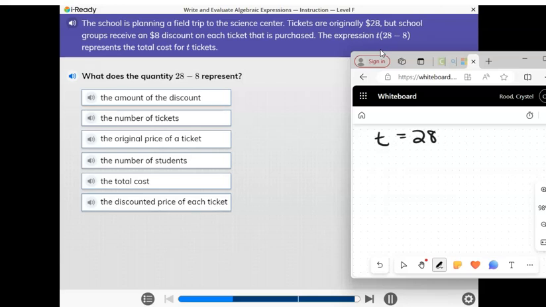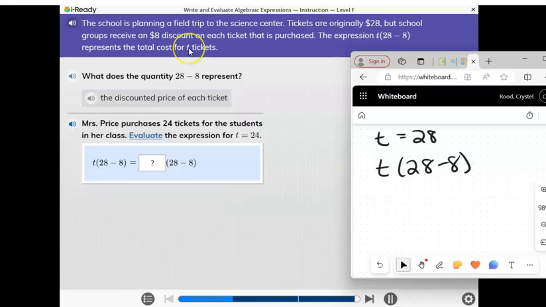The school gets a discount though. So they get a discount of $8. So then you're given an expression, T times 28 minus 8. So here's our expression, T times 28 minus 8, because it just told us we have a discount. So 28 minus 8, what is that going to represent? That's going to represent our discounted amount.